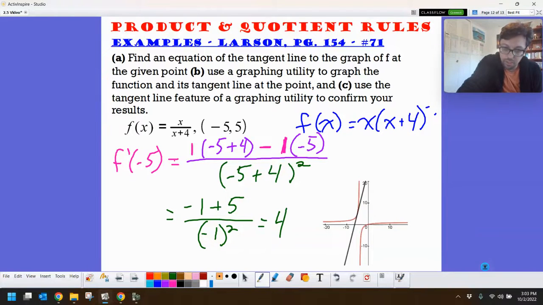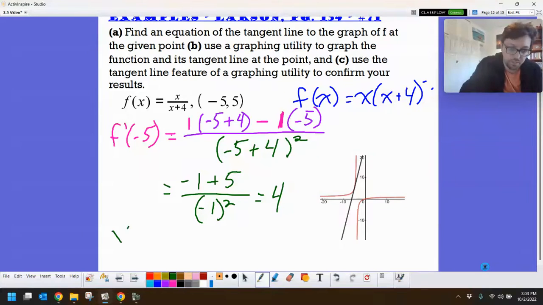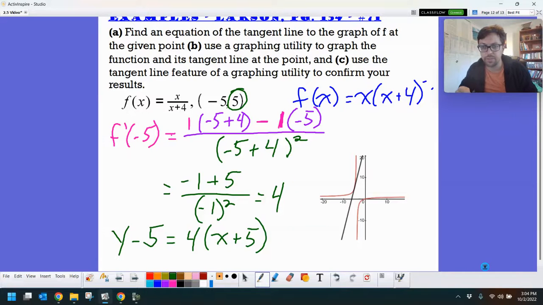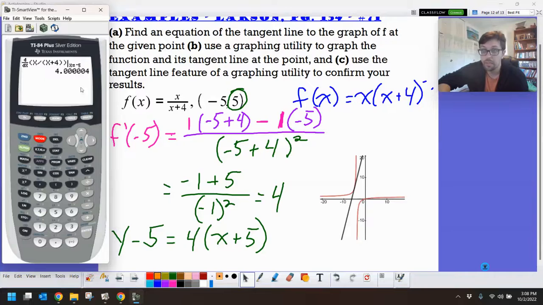So the equation of our tangent line is going to be y minus the y value, right here of 5, equals the slope of our tangent line, which is 4, the derivative at negative 5, which is 4, times x plus 5. And then we can plug that into our graphing calculator and make sure that we get the same thing. So to verify what we were getting, I got a 4 when I typed it into the calculator.